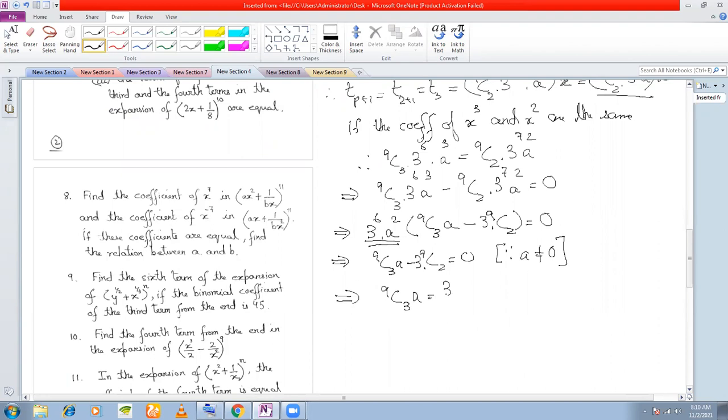9C3a is equal to 3 into 9C2. That means a is equal to 3 into 9C2 divided by 9C3. Now you can find the value of 9C2 by 9C3. You will get this as 3 into 3 by 7, which is equal to 9 by 7. That should be your answer. That is the value of a.